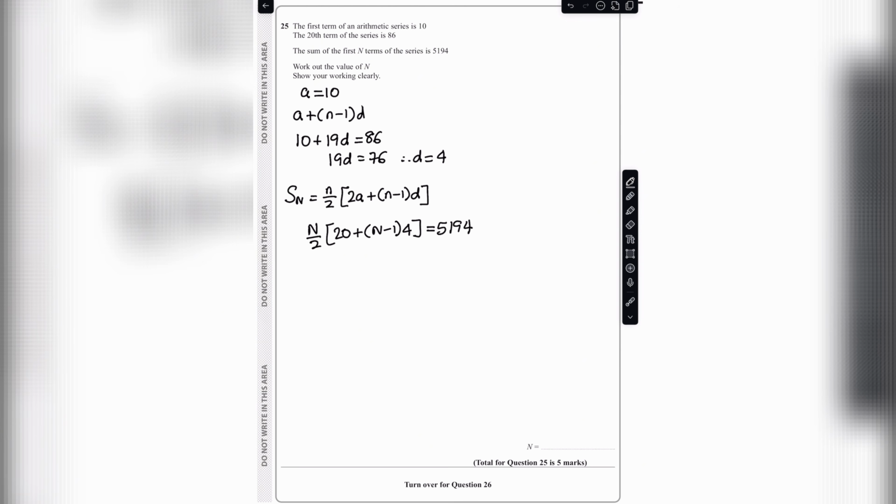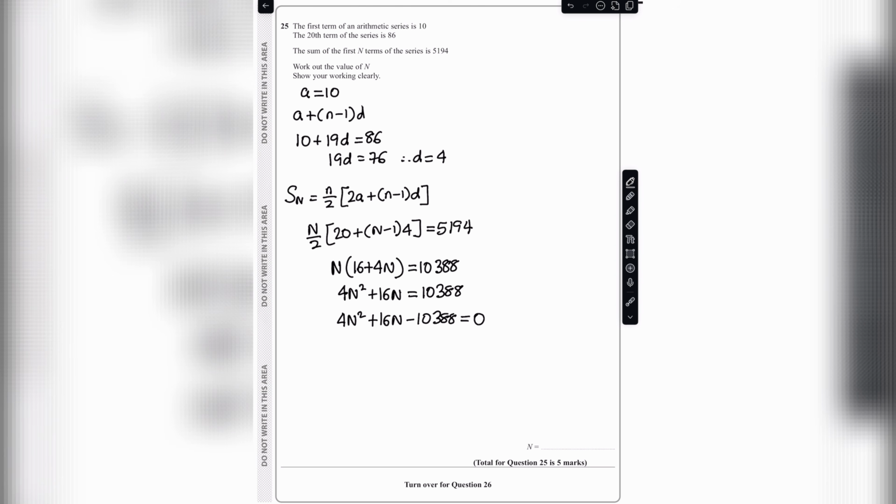5194. And if I multiply both sides by 2 and simplify the brackets, I have this equation, and the next step is to expand the left-hand side and set this entire equation equal to 0. And to make this quadratic equation easier to solve, I'm going to divide the entire equation through by 4 to get this. And finally, I can factorize this quadratic equation to determine my final values for n.